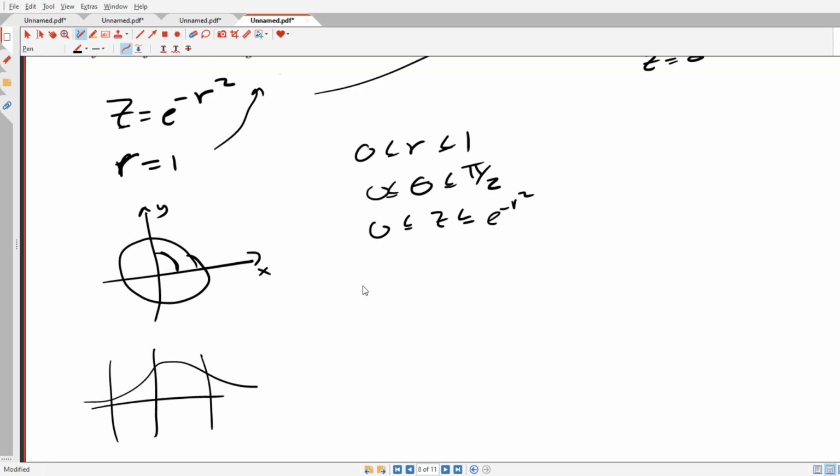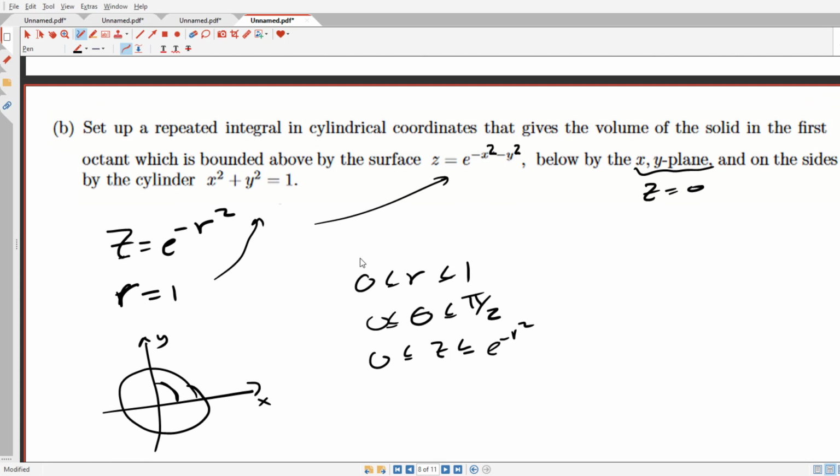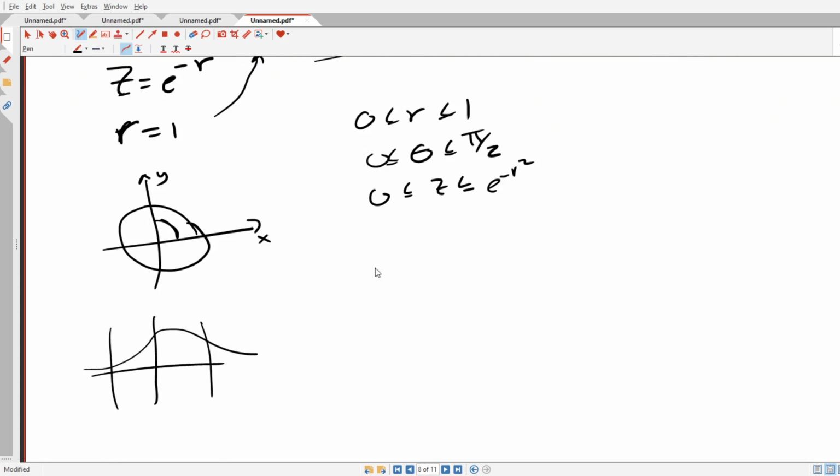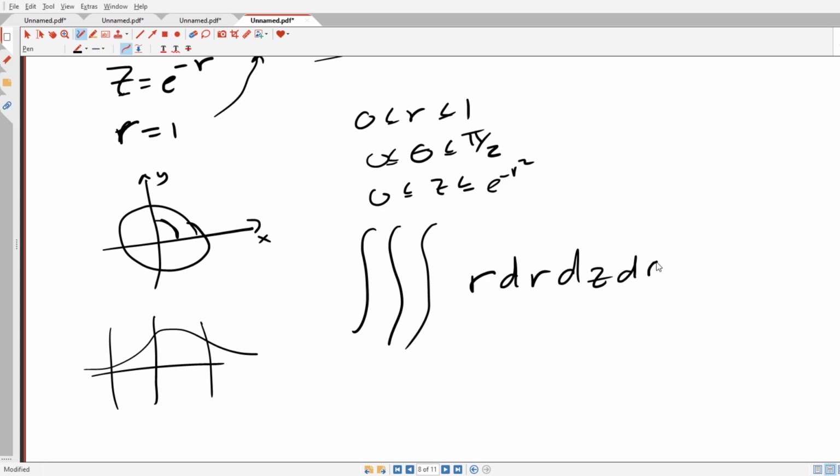Okay, so does it say set up or evaluate? Set up a repeated integral in cylindrical coordinates. So if I want volume in cylindrical coordinates, I need to make sure to include the Jacobian term. So it's going to be r dr dz d theta.